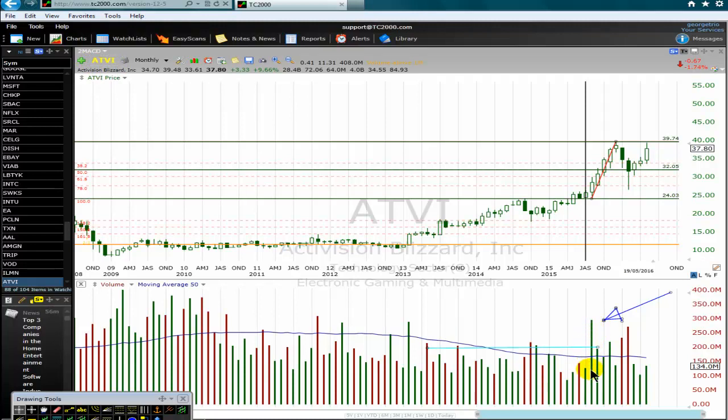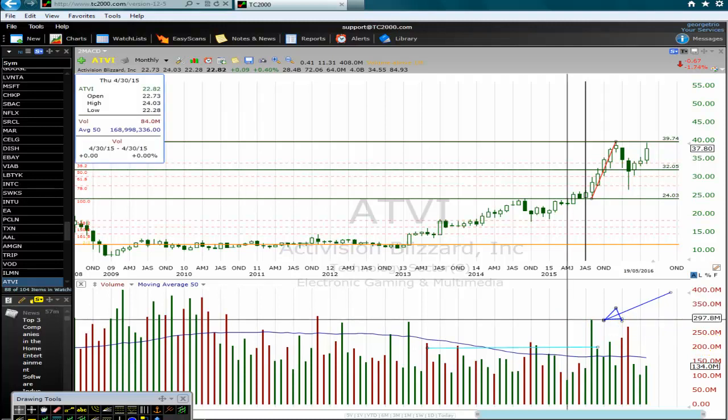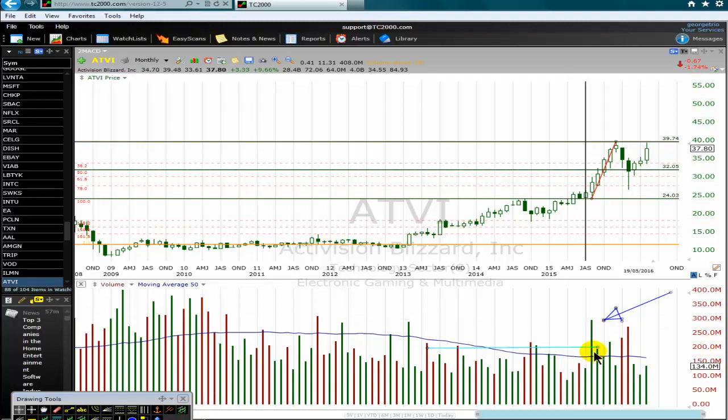Suddenly here we have a surge in trading volume. Pay attention to this arrow here. So we have a surge in trading volume from 200 million shares to nearly 300 million shares. After the surge in trading volume, we also see a surge in momentum.